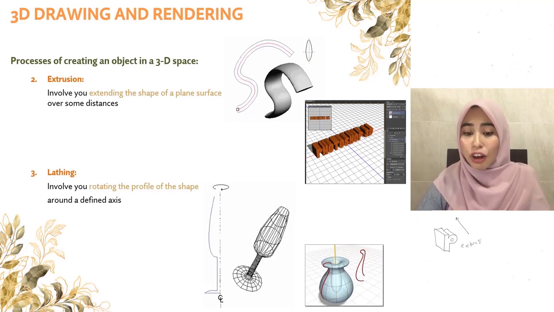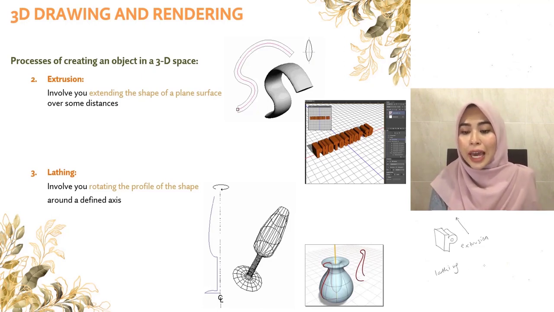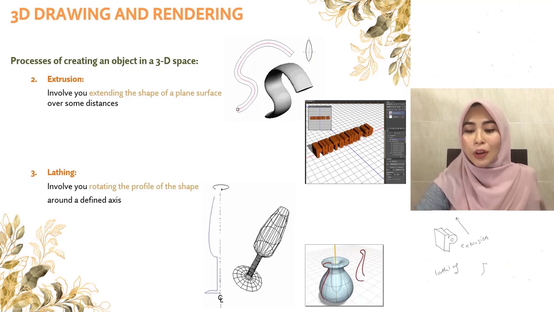Another technique is called lathing. Instead of extending the shape, which is called extrusion, lathing involves rotating the profile of the shape around a defined axis. Let's say you have a flat image right here. In order to make it 3D, you can rotate that and turn it into a 3D shape. That's another technique that you can do. That's the difference between extrusion and lathing.